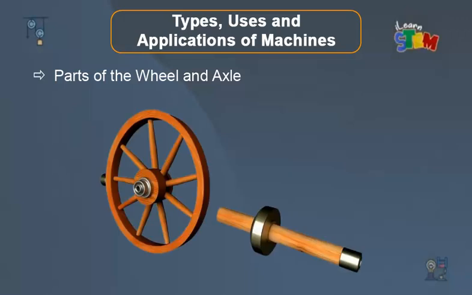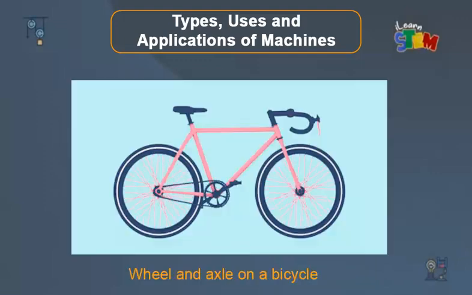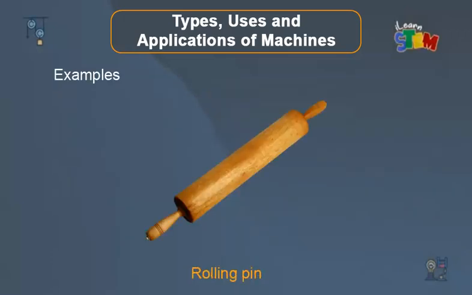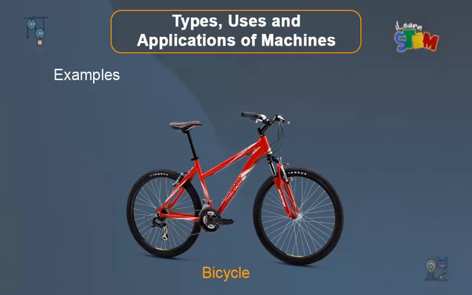Parts of the wheel and axle. Wheel. The larger circular part, where the effort is usually applied. Axle. The smaller cylindrical part, where the load is often placed. For each rotation of a wheel, there is a complete rotation of the axle. Examples: doorknob, rolling pin, and bicycle.